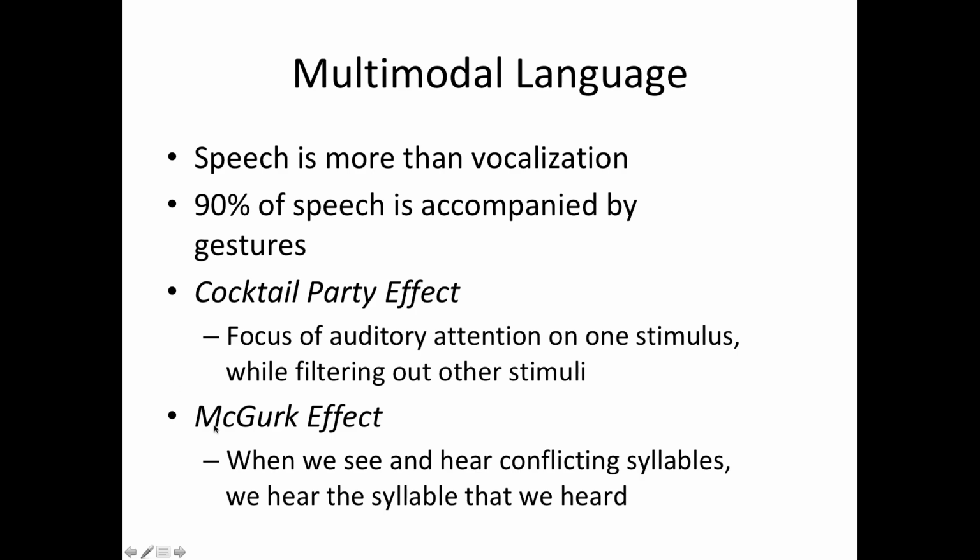And then you also have the McGurk effect. So this is something that happens when, for example, you see someone say ah, but you hear something else, like e. So when we see and hear conflicting syllables, we end up hearing the syllable that we heard. So then we focus on the audition rather than what we see. So if you see someone shape their lips to say ah, and we hear e, we will say that we heard e.